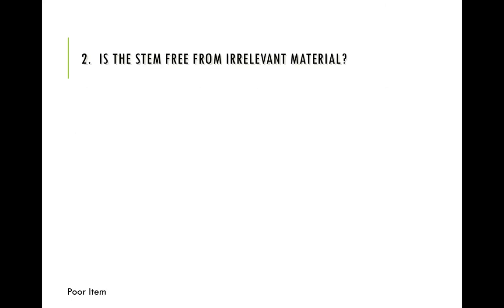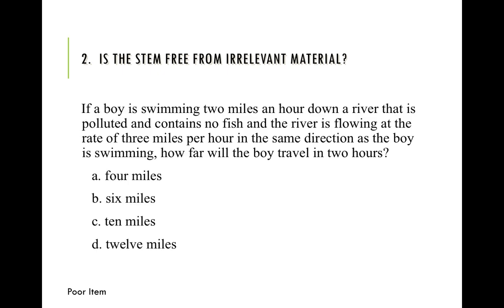Okay, number 2, is the STEM free from irrelevant material? Here we go. A boy is swimming 2 miles an hour down a river that is polluted and contains no fish, and the river is flowing at the rate of 3 miles per hour in the same direction as the boy is swimming. How far will the boy travel in 2 hours? I am so lost at this point. There is a lot of information here that we do not need, right?